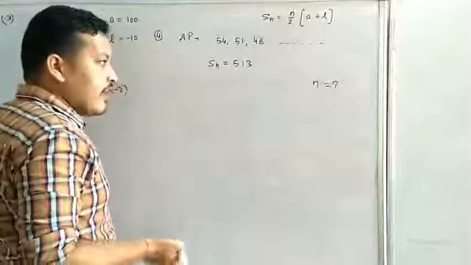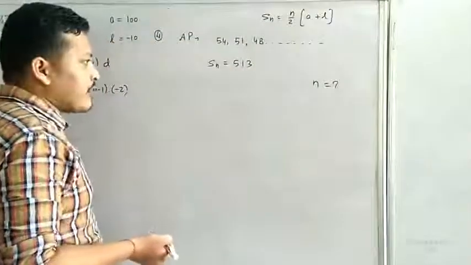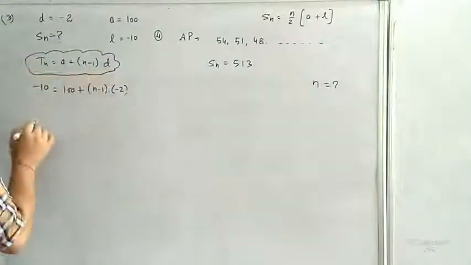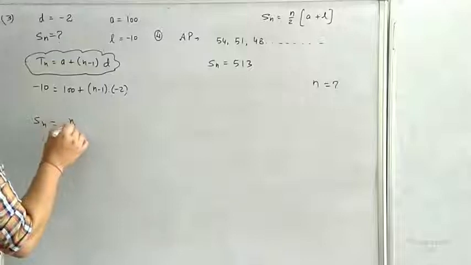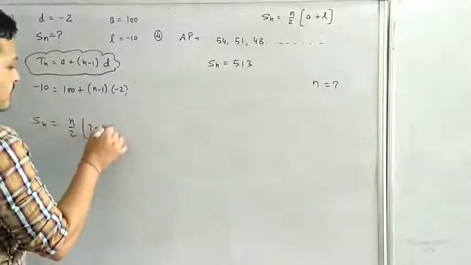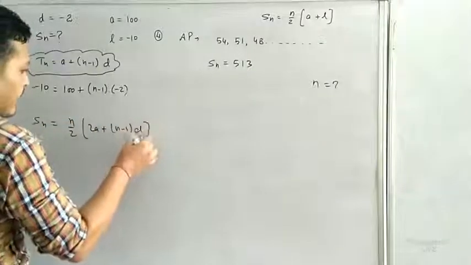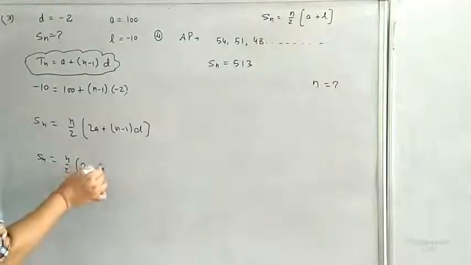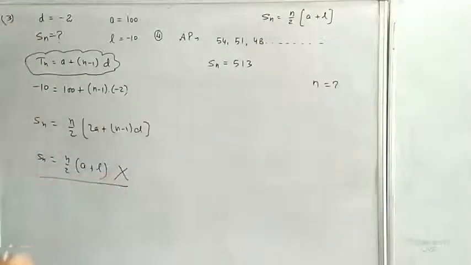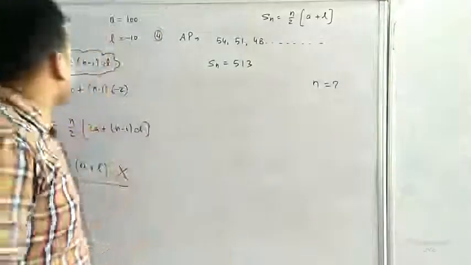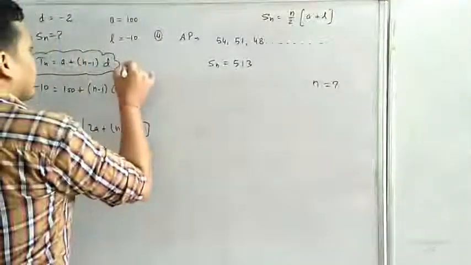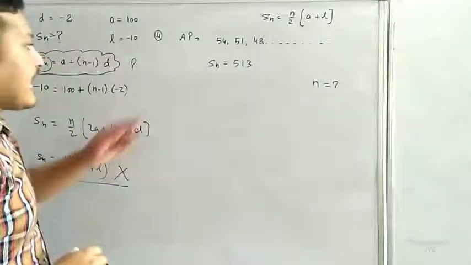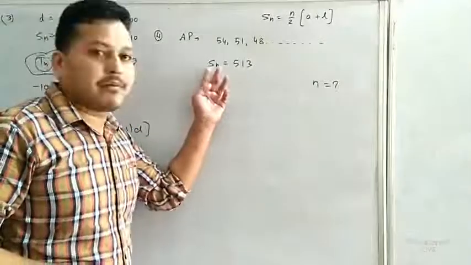Calculate the value of n. You know how we can calculate it. One method is the nth term and the second method is Sn. Sn is equal to n by 2 into (2a plus (n minus 1) d), and the second method is Sn is equal to n by 2 into (a plus l). Can we apply this formula? No, because the last term is not given here. And the first one we cannot apply either because the nth term is not given. Sn is given, remember this.